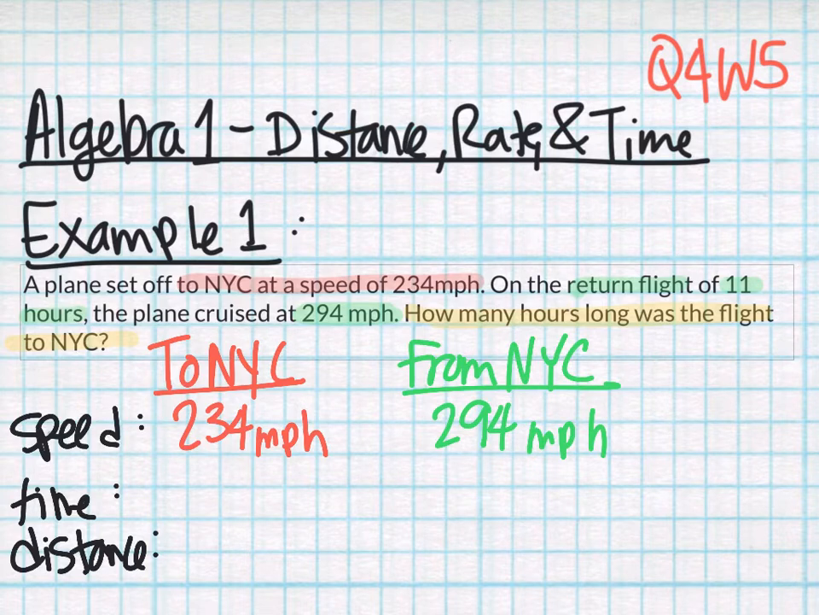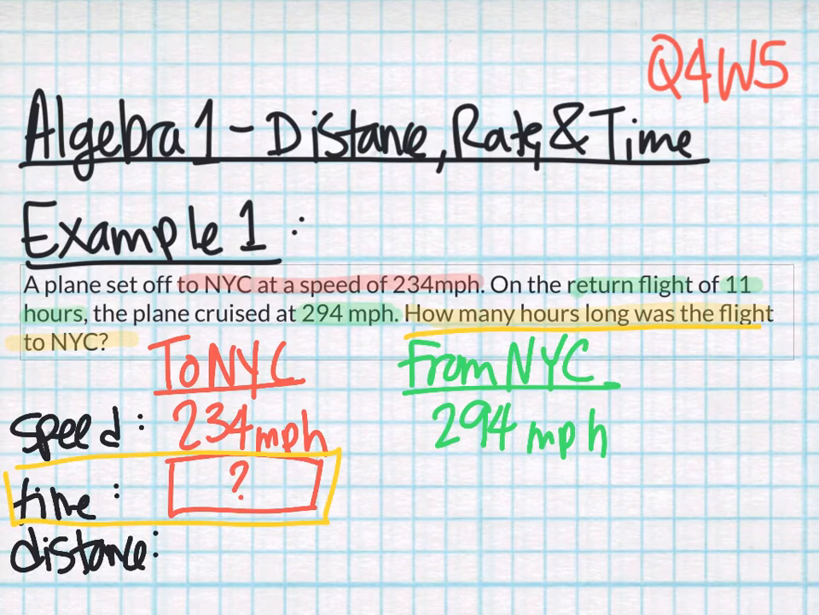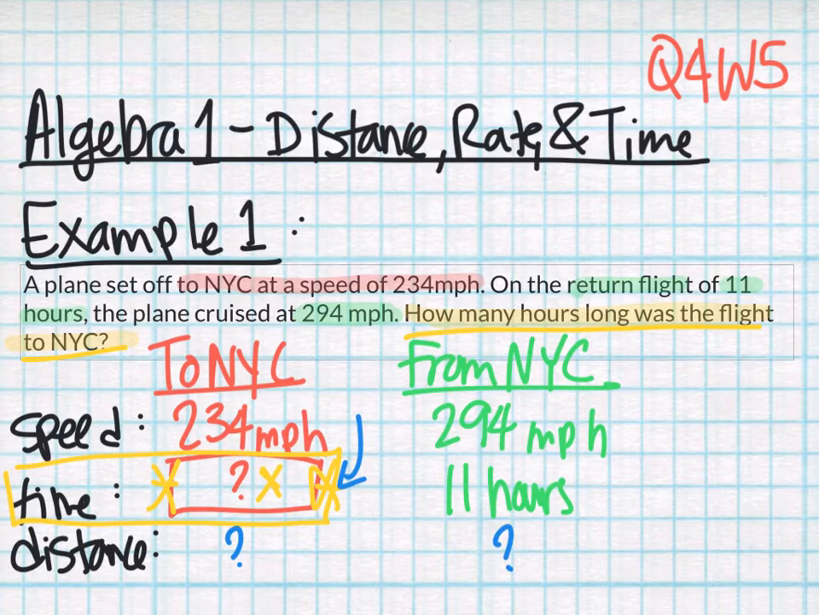Time to New York, I don't know. This is actually what I'm trying to find, because it says how many hours long was the flight to New York. So this is my unknown. This will be my X. Distance, I don't know the distance, but I'm going to have to find the distance. Let's see, from New York, the time was 11 hours. And I don't know the distance. I'm going to need to find the distance because I have to have two of the three things here. So, to be able to find this one right here, the time.